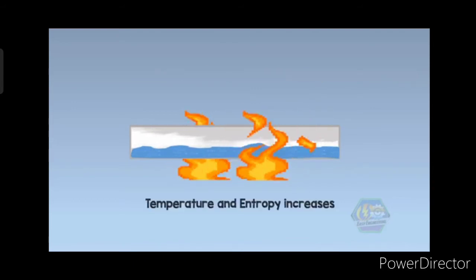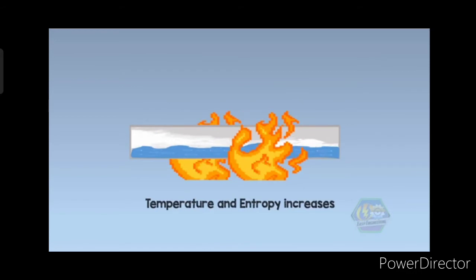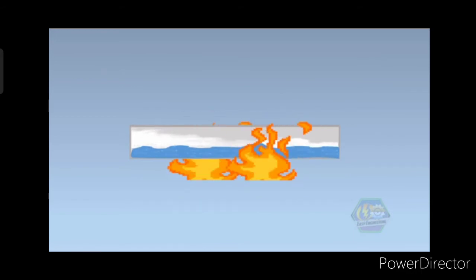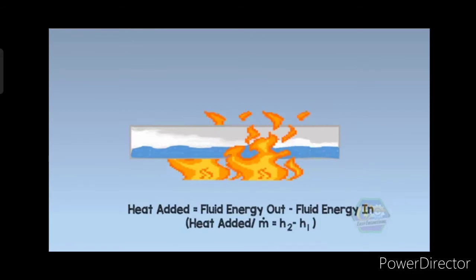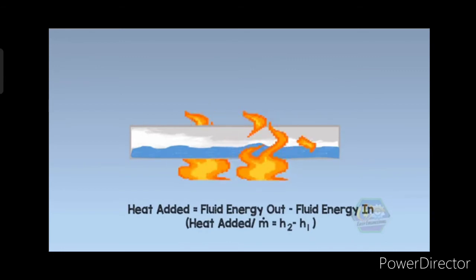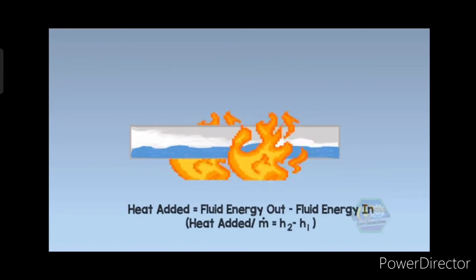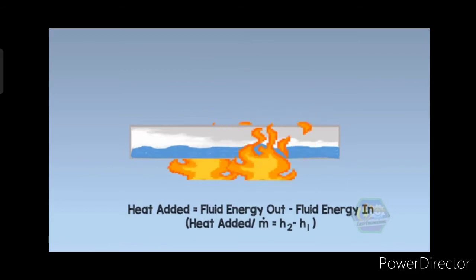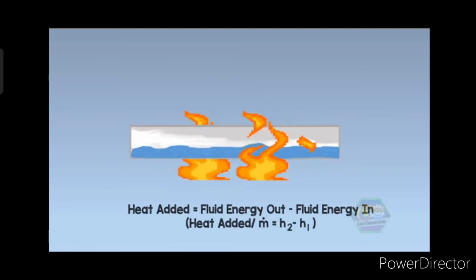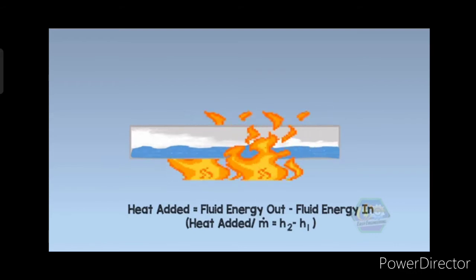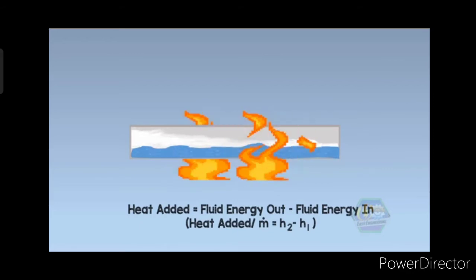The temperature and entropy for this process increase, and we can solve the heat addition by using the formula: heat added equals fluid energy out minus fluid energy in, or enthalpy out minus enthalpy in for the boiler. Note that this equation is formed by using a mass and energy rate balance for a control volume at steady state, neglecting pressure drop. So those are the important things that we should remember in understanding the boiler process.